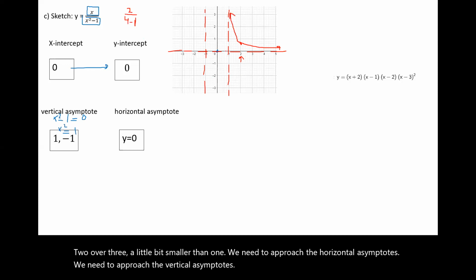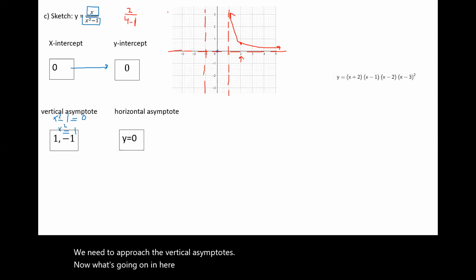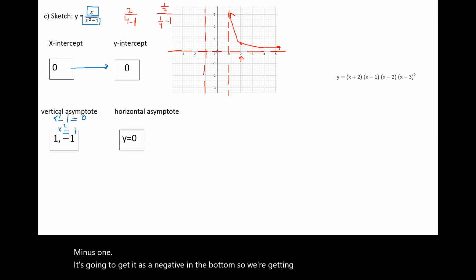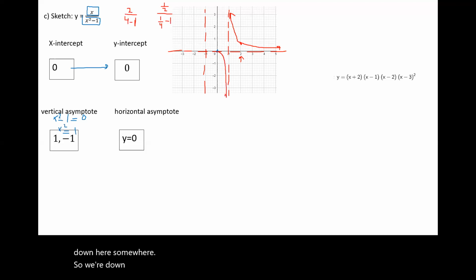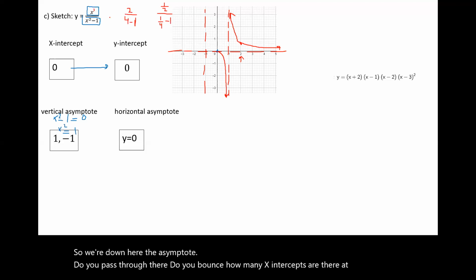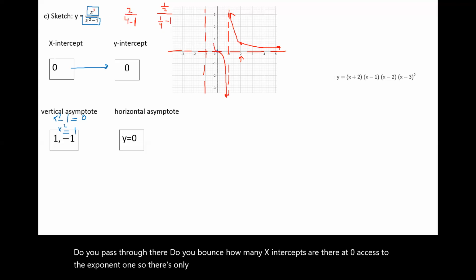Okay, now what's going on in here between 0 and 1? What if x is a half? A half over a half squared minus 1. It's going to give us a negative in the bottom, so we're getting a negative. That means we're down here somewhere, approaching the asymptote. Now, do you pass through there or do you bounce? How many x-intercepts are there at 0? X is to the exponent 1, so there's only one x-intercept. It means we're going to go back up here and approach that asymptote.